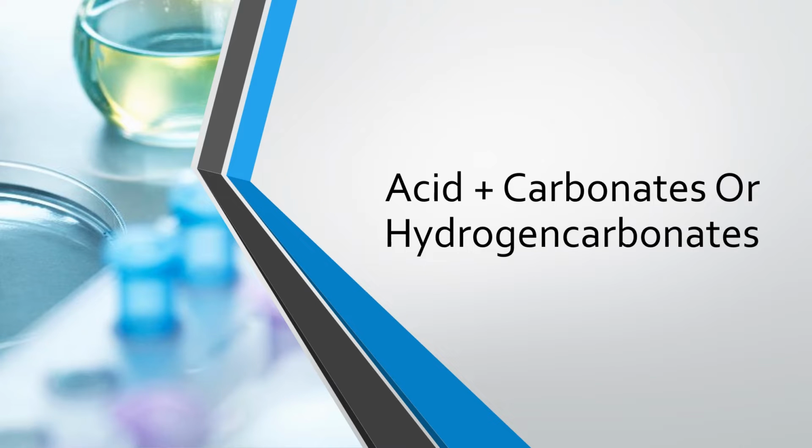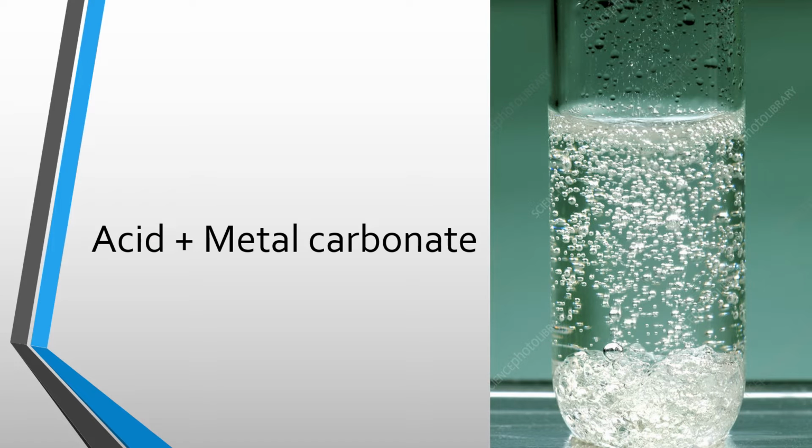In this video, we're going to be looking at how acids behave with carbonates or hydrogen carbonates. Hydrogen carbonates are sometimes called bicarbonates. So let's start with an acid and a carbonate reaction. In this particular case, you have here a metal carbonate, and it's been put in a solution of an acid, and you can see that there are bubbles being formed, and those bubbles being formed are from carbon dioxide gas.